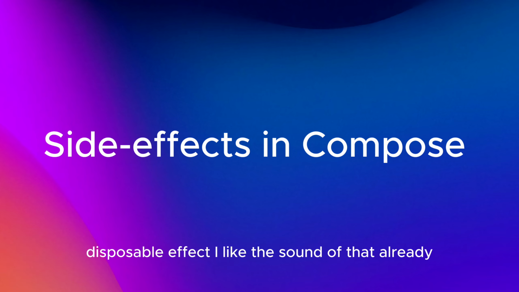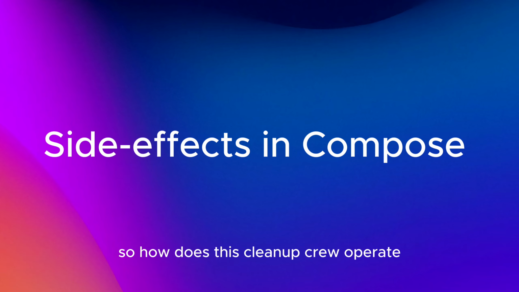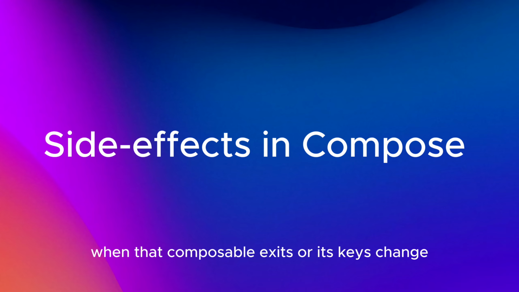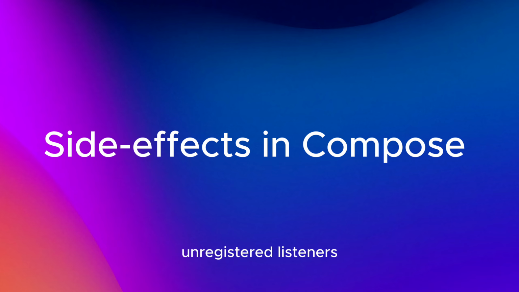Disposable effect? I like the sound of that already. So how does this cleanup crew operate? It's all about the onDispose function. When you set up a disposable effect, you give it a block of code to run when that composable exits or its keys change. Inside that block, that's where you do your cleanup. Unregister listeners, cancel those lingering coroutines, close connections, you name it. So if I'm using a location listener, I'd use disposable effect to unregister it when the user's done with that screen. Keep things tidy. Exactly, being a good Android citizen.